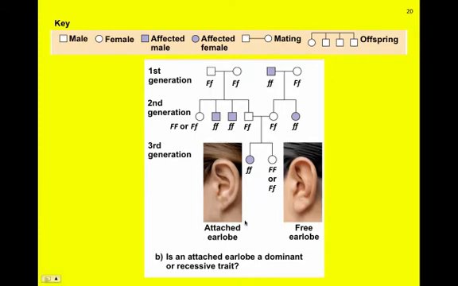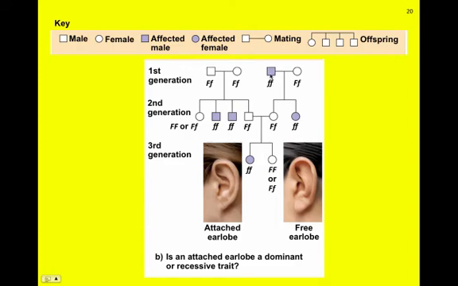Attached earlobe or a free earlobe. Okay, first generation, two individuals do not have attached earlobes. They have free earlobes. They mate and they have 4 children. Two of them, who happen to be males, have attached earlobes. 2 children do not, one female, one male.